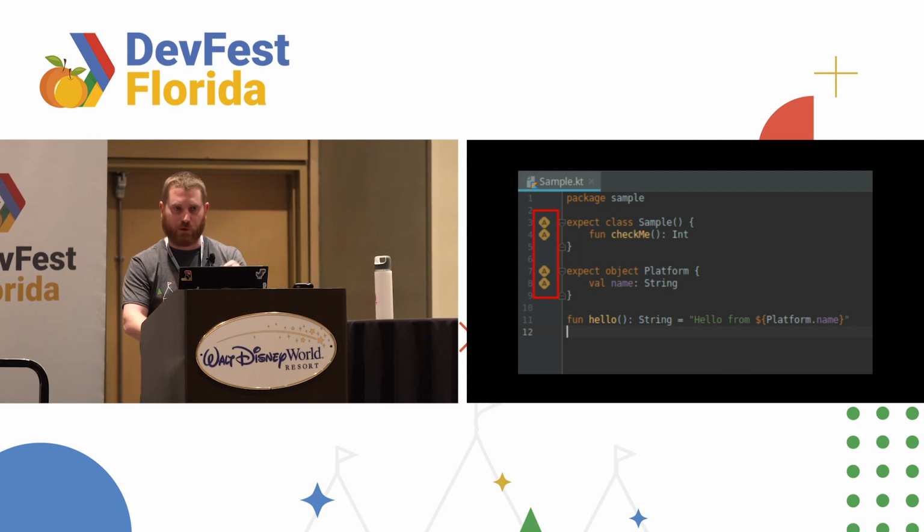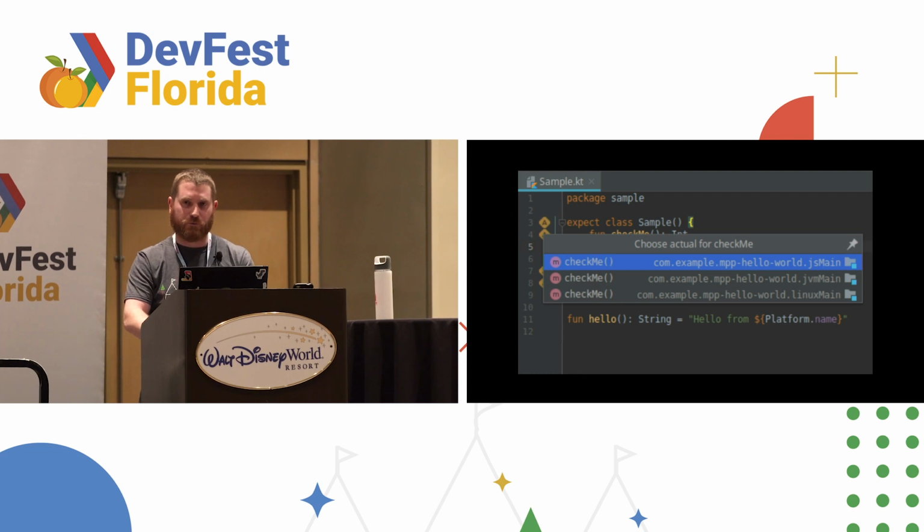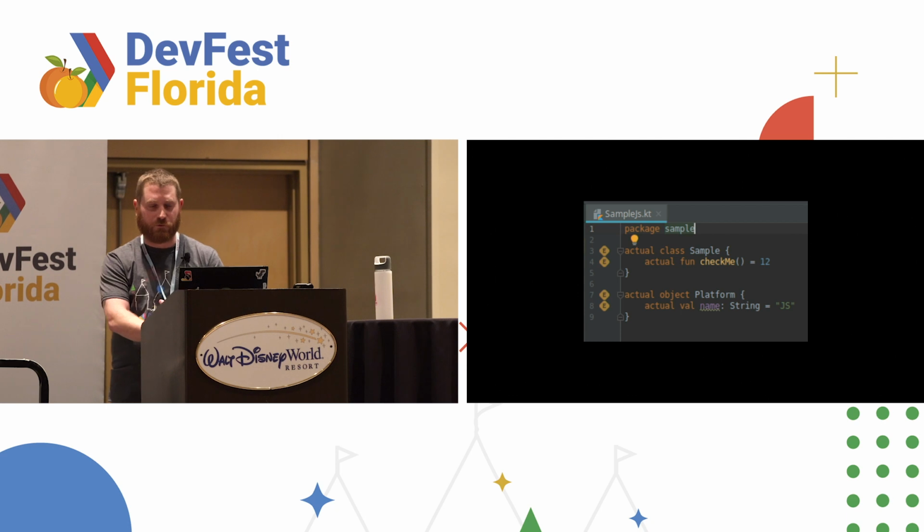It's like a little row of A's. And it might look weird because you're like, well, it says expect, why does it say A next to it? So if you click that, it'll actually show you all of the actual implementations inside the project. And this is what an actual implementation looks like.